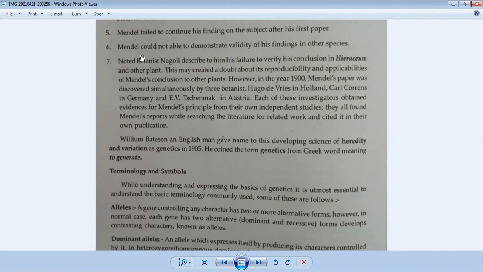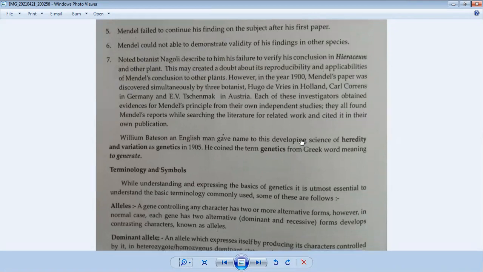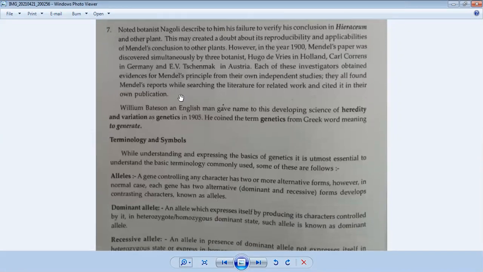लेकिन आगे की जो डिस्कवरी थी वो पता करने के लिए उन्हें डिफिकल्टी जा रही थी। Mendel could not be able to demonstrate the validity of his findings in other species। मतलब बाकी स्पीसीज के केस में वो वहाँ पे फाइंडिंग्स करना उनको पॉसिबल नहीं हो रहा था, वहाँ पे कुछ टेक्निकल प्रॉब्लम उन्हें आ रहा था। Noted botanist Nageli described to him his failure to verify his conclusion in the Hieracium and other plants। ठीक है, यानी कुछ बॉटनिस्ट ने उन्हें सजेस्ट किया कि आप दूसरी स्पीसीज में भी ये कैरेक्टरिस्टिक फाइंड आउट कीजिए, उसके बाद में हम आपको यहाँ पे कन्विंसिंग उसको एक्सपेरिमेंट को मानेंगे। This may have created a doubt about his reproducibility and the applicabilities of the Mendel's conclusion to other plants. मतलब वहाँ पे वो doubt create कर रहे थे.